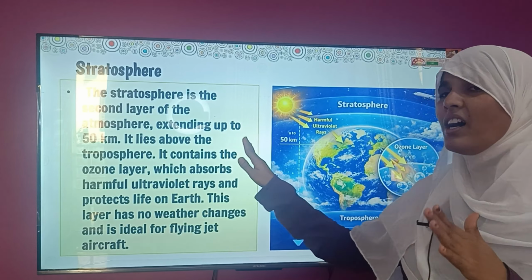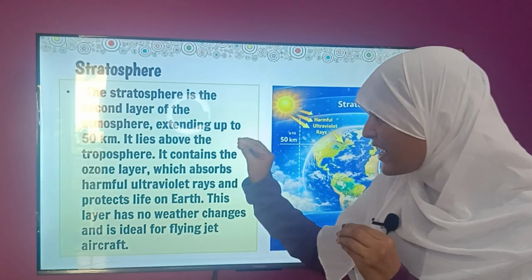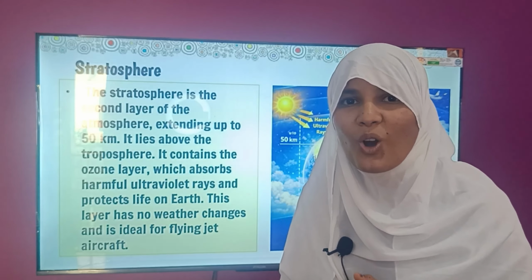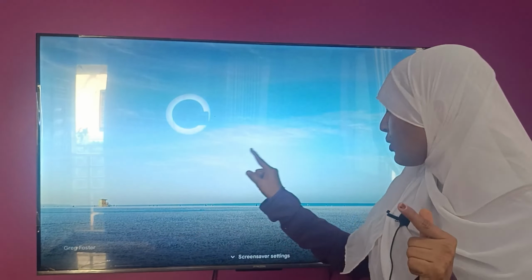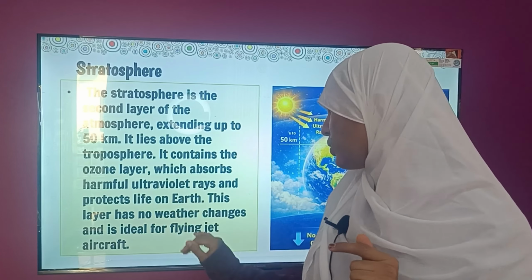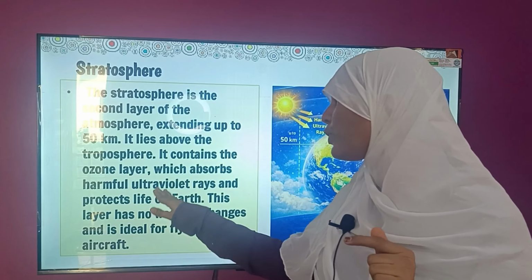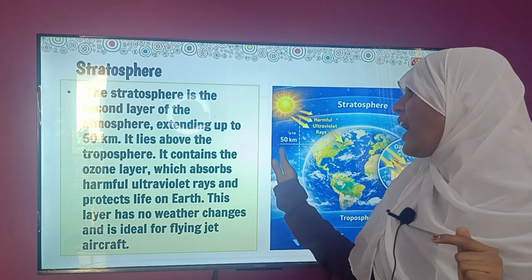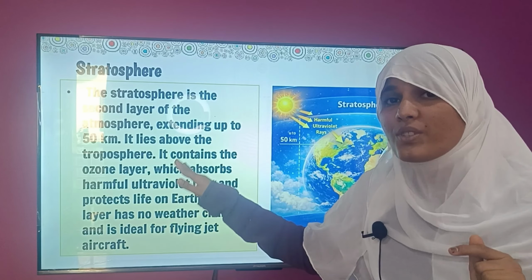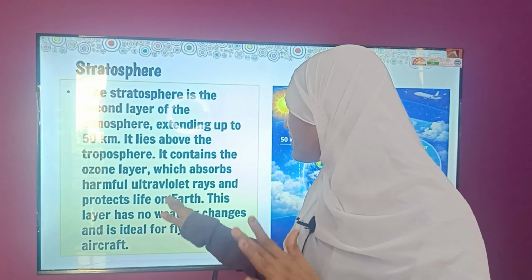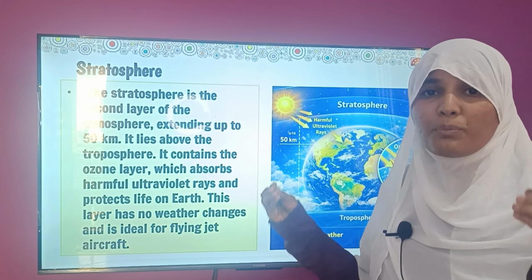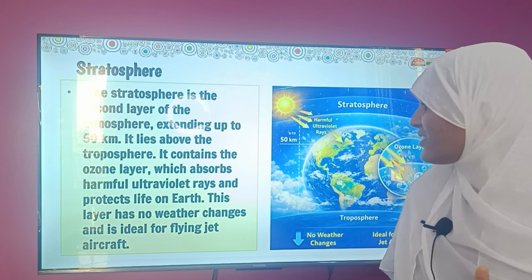It contains the ozone layer. Stratosphere is very special. Why? Because this layer contains the ozone layer, which absorbs the harmful ultraviolet rays and protects life on the earth. This is how the ozone layer protects the life on the earth.